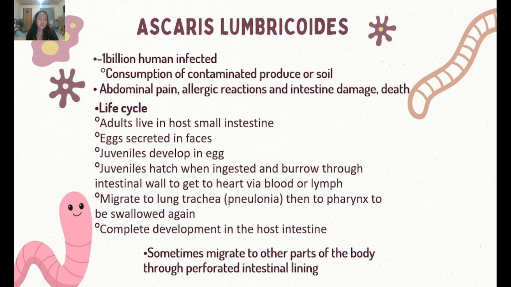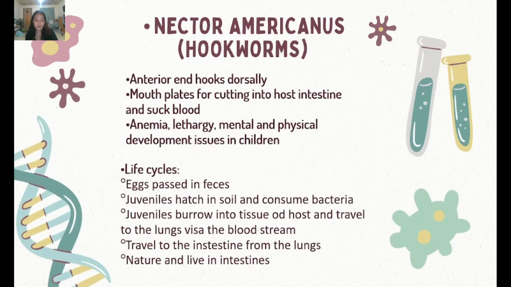In the new host they travel through the bloodstream to the lungs. Same as before, from the lungs they go to the pharynx or trachea, get swallowed back to the gut, and then to the intestine. There they mature and live for the rest of their lives, drinking all your blood. They release eggs, and the cycle continues.